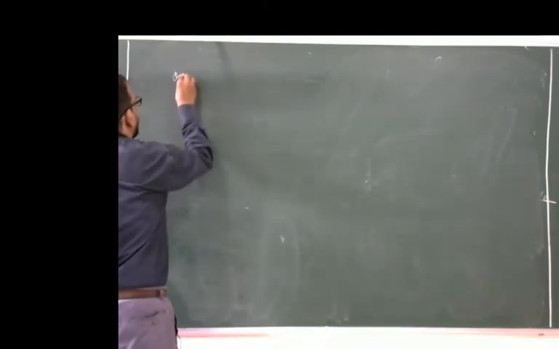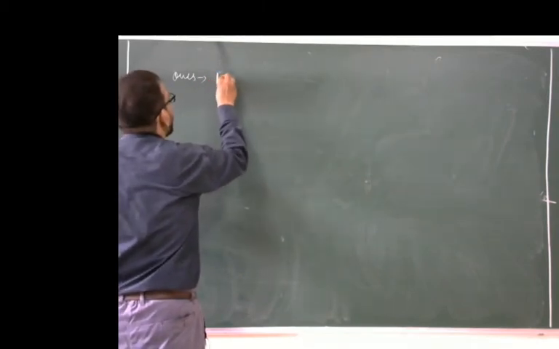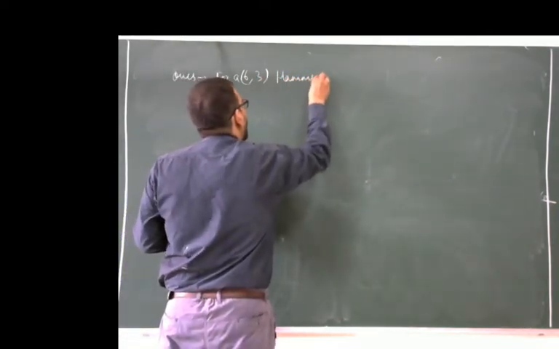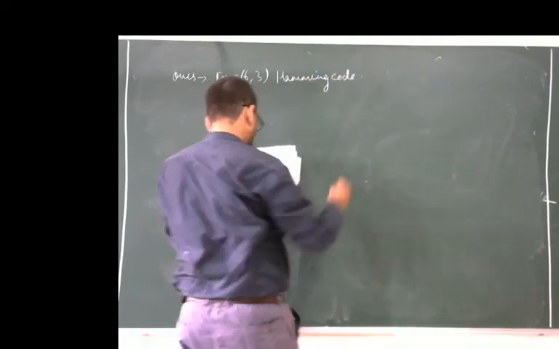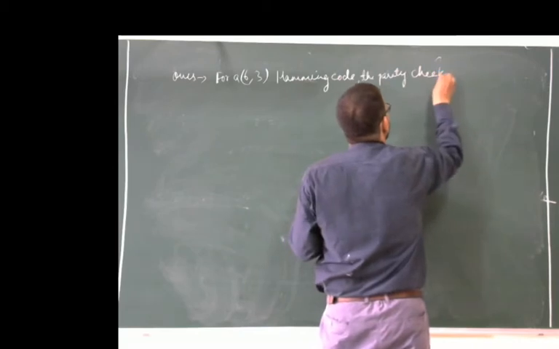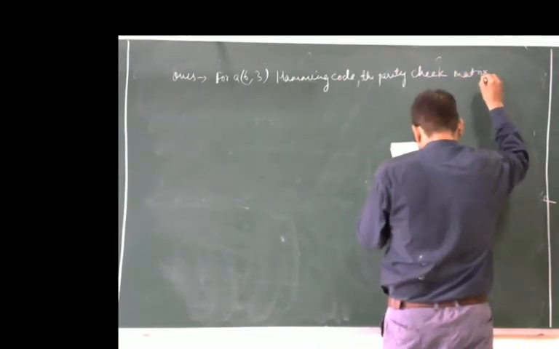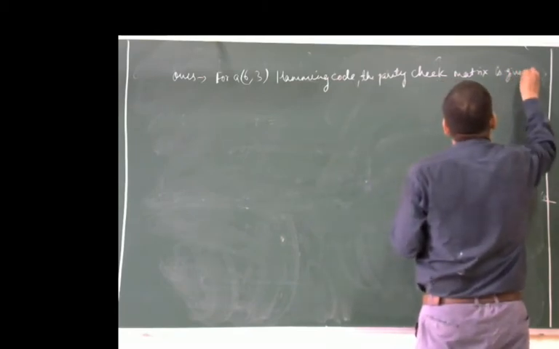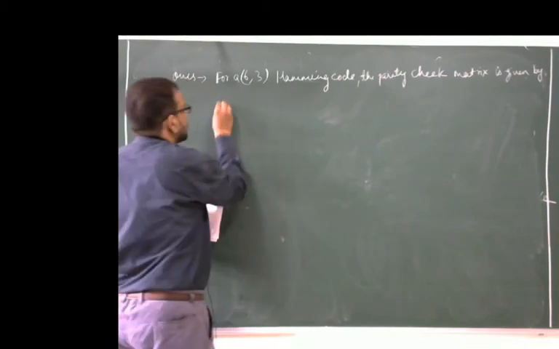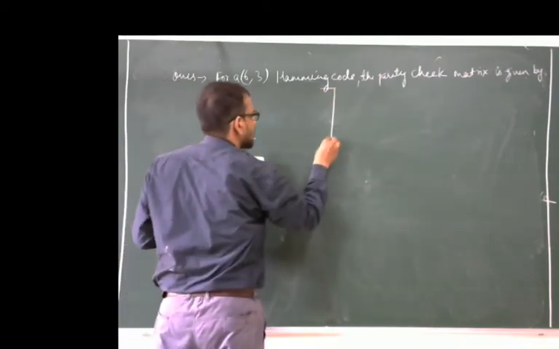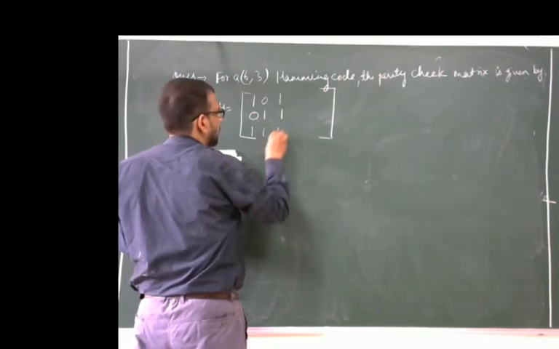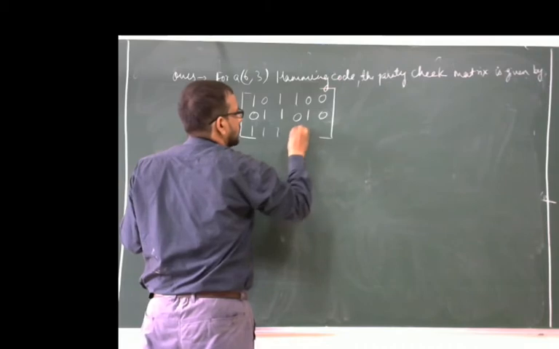The next numerical is: for a (6,3) Hamming code, the parity check matrix is given by H is equal to 101, 011, 111 and 100, 010 and 001.